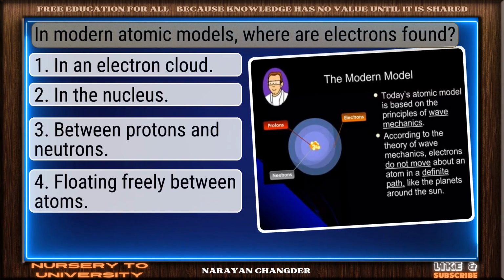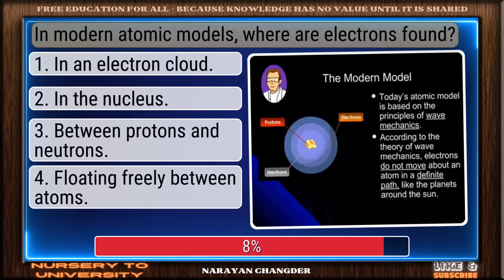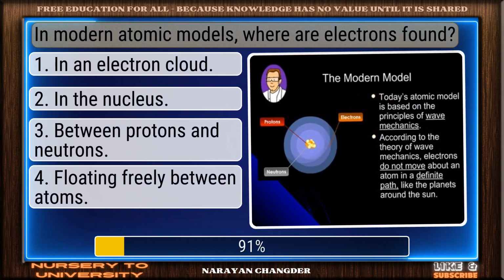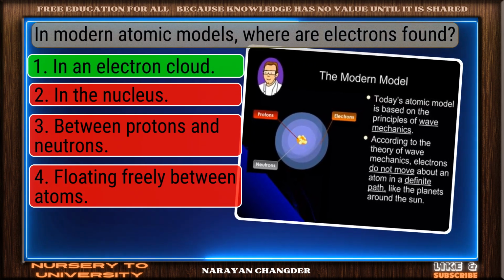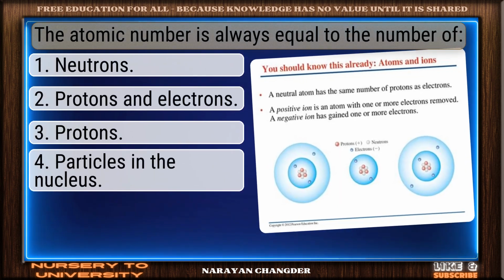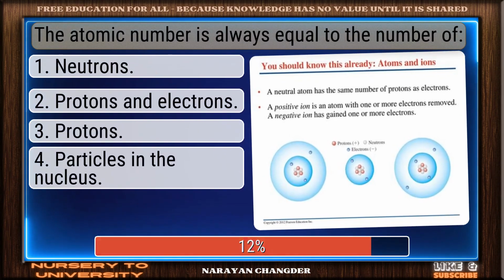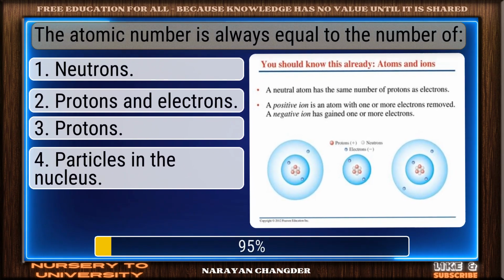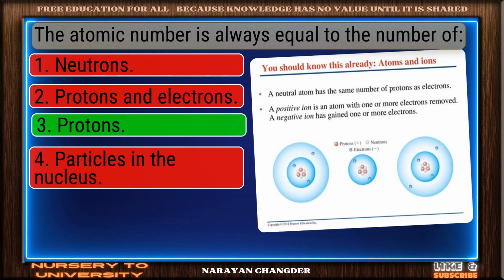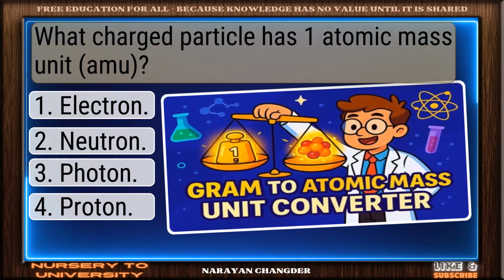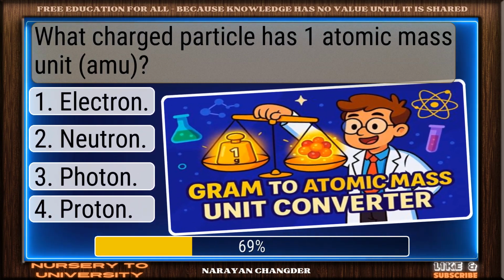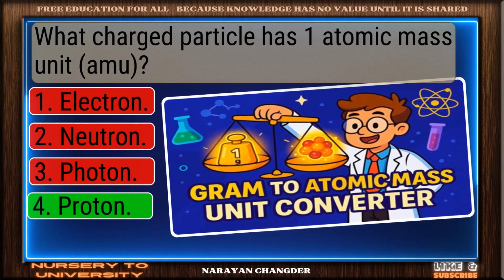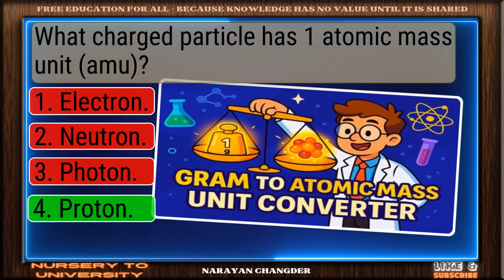In modern atomic models, where are electrons found? Right again. In an electron cloud is a valid answer. The atomic number is always equal to the number of. Good job. Protons works well here. What charged particle has one atomic mass unit? Well picked. Proton is the correct answer.